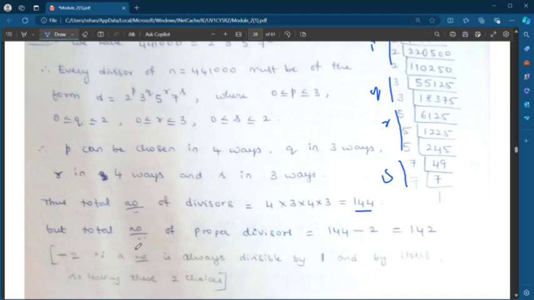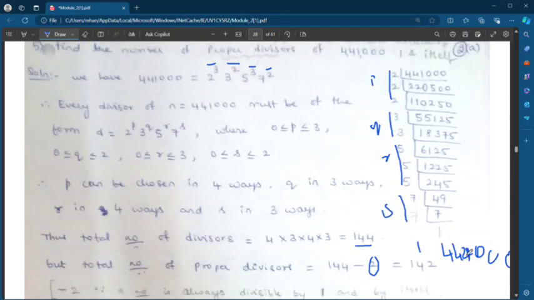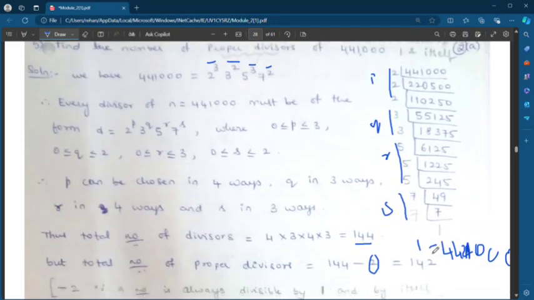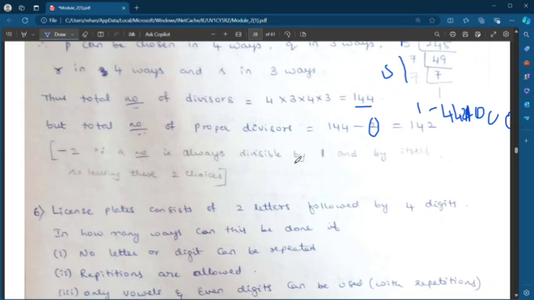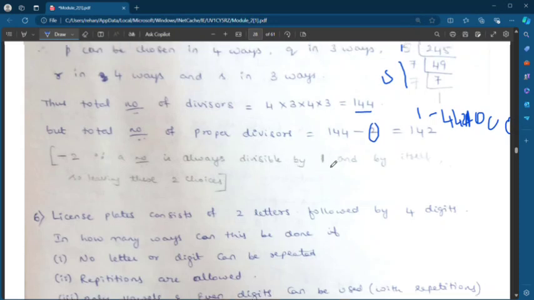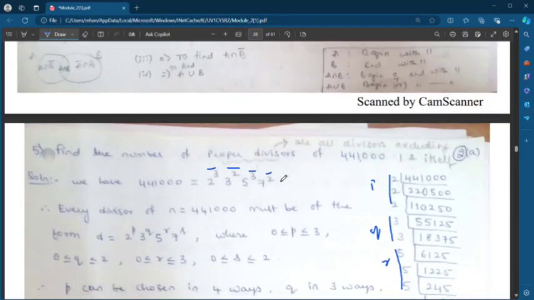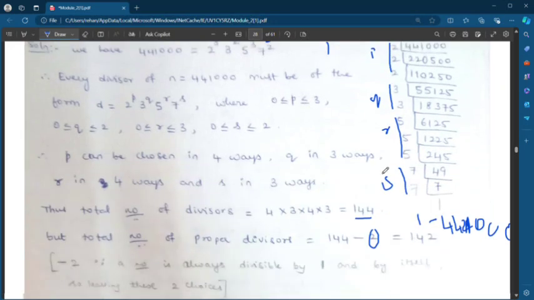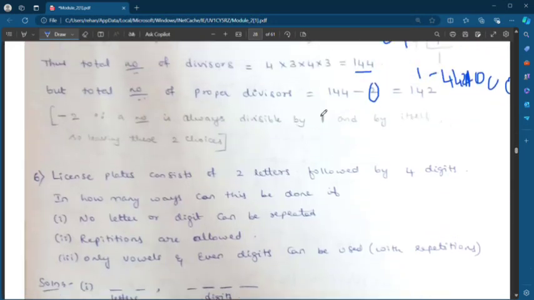But the total number of proper divisors is equal to 144 minus 2. Why? Because we are removing 1 and that number itself, 4,41,000. So these two numbers we are removing, 1 and the number itself. Total number of divisors are 144, which includes 1 and this number itself. So I want proper divisors, so I will just subtract 2. It is 142.